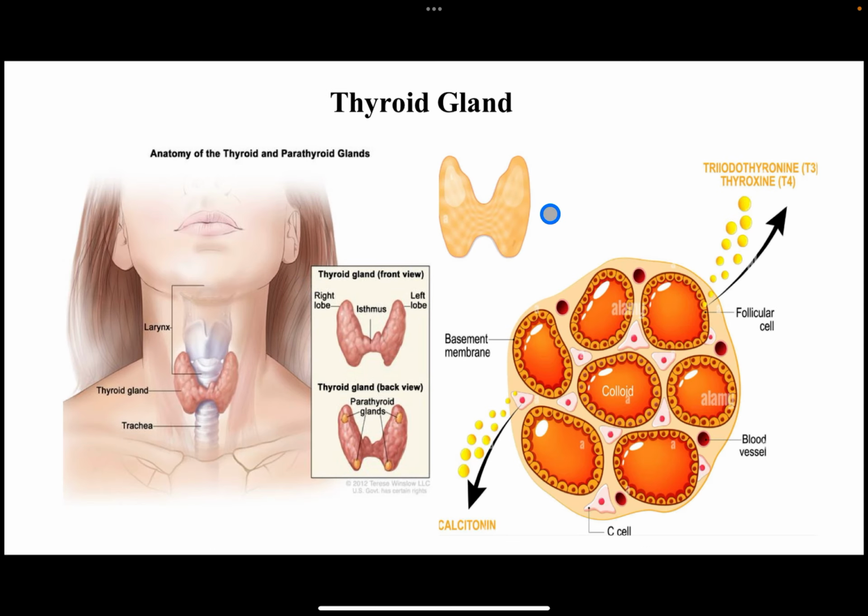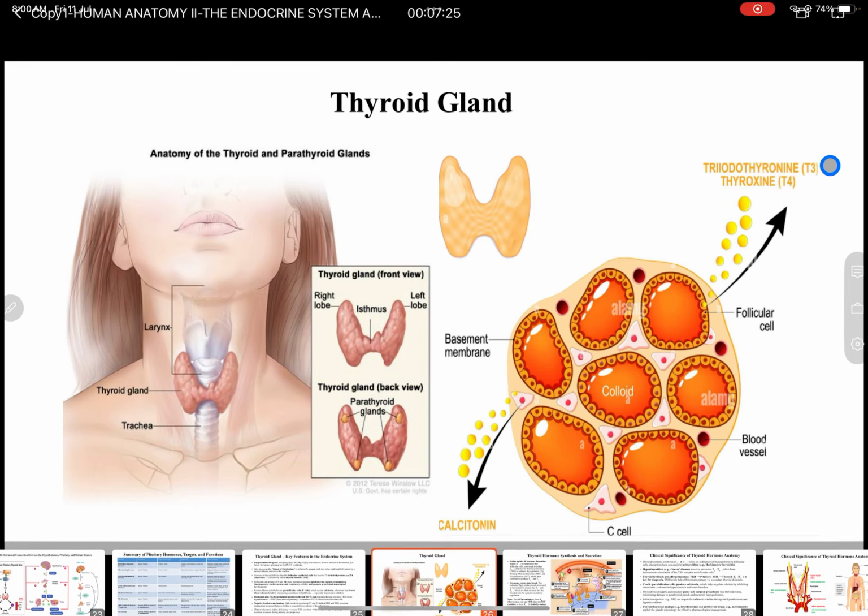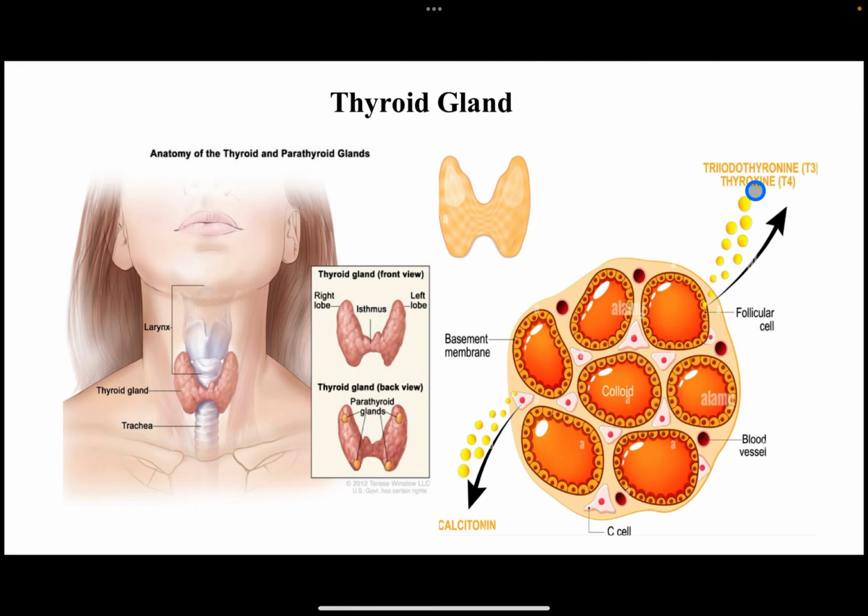This is the thyroid gland, and these are the follicular cells. The follicular cells produce the triiodothyronine, which is the T3, and then the thyroxine, which is the T4. And then we have the parafollicular cells.